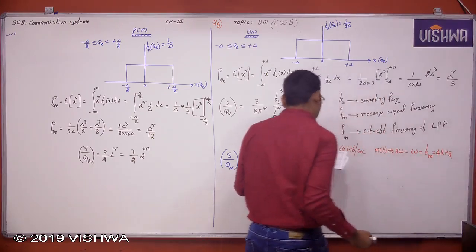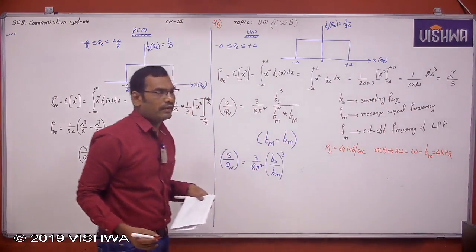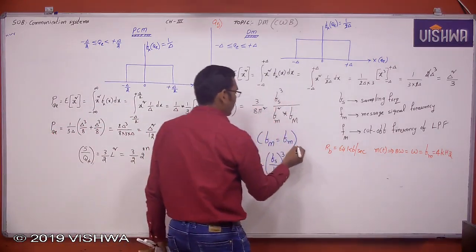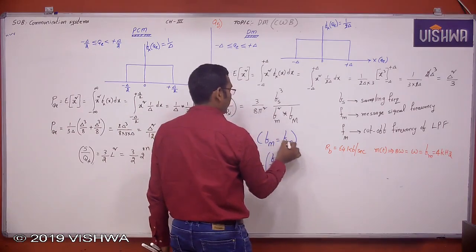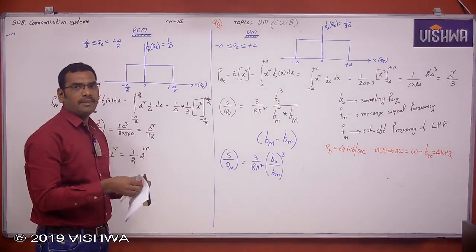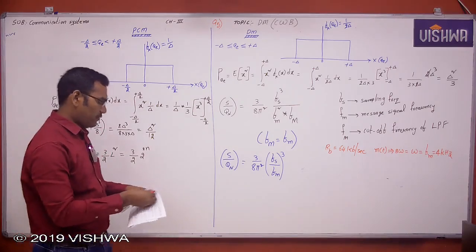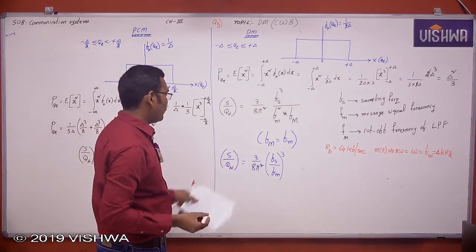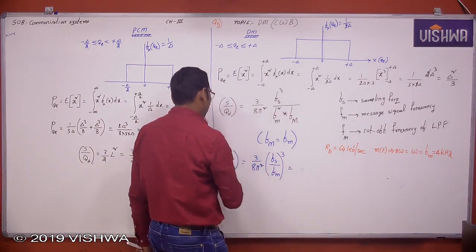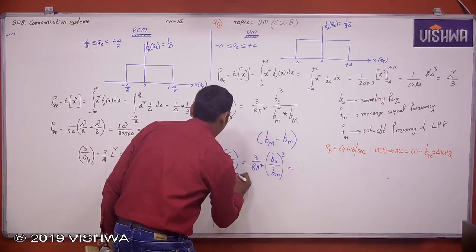And here the cutoff frequency of the filter is not given. If the cutoff frequency of the filter is not given, treat capital M as equal to small m. The cutoff frequency of the filter will be the same as the message signal frequency. When the cutoff frequency of the filter is equal to the message signal frequency, now he is asking what is the signal to quantization noise ratio of a delta modulation.